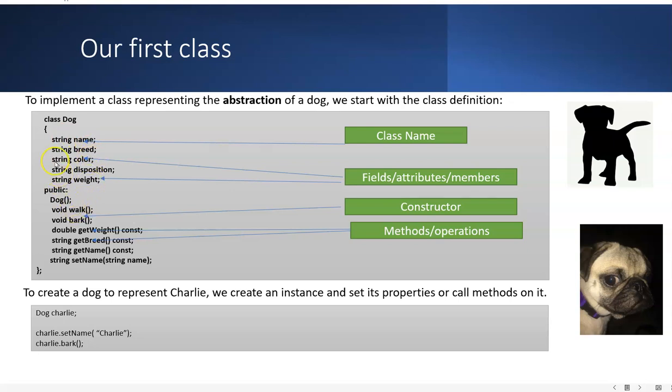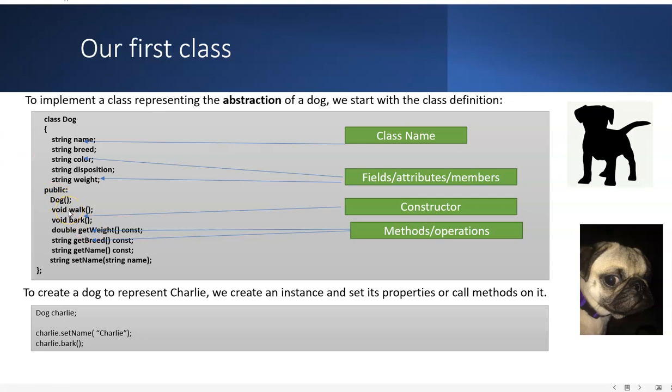If we do not make these explicitly public, they are private, meaning people outside the class implementation can't see it. So this is our private area: fields, attributes, and members, as they're called. Then we have a public area. We have dog, which is a constructor, which is the first thing that happens when you create a new instance.